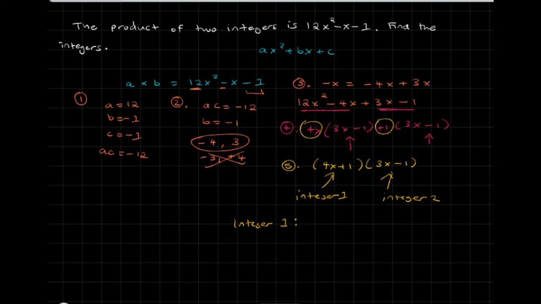We have a product of 12x squared minus x minus 1. So integer 1 is 4x plus 1, and integer 2 is 3x minus 1.